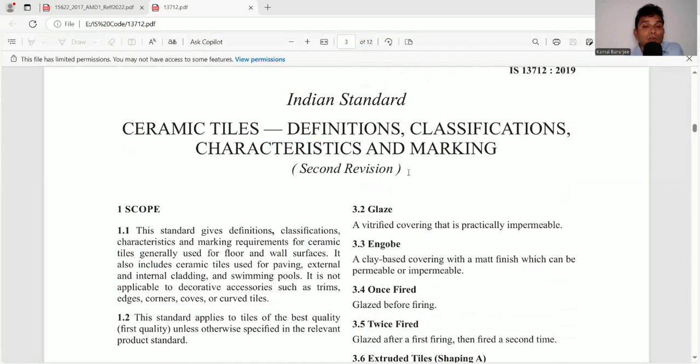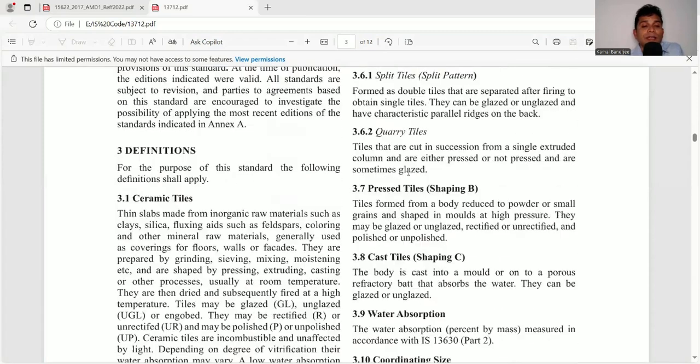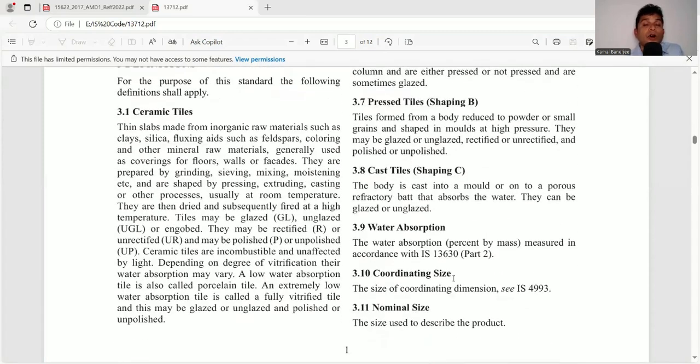So in this code, first we need to understand what definition it is mentioning. Come here, you can see it is in clause 3.1. It is talking about ceramic tiles. It says: thin slab made from inorganic raw materials such as clays, silica, fluxing aids such as feldspar, coloring, and other mineral raw materials, generally used as covering for floors, walls, and facade. So this thin slab made from inorganic material is called ceramic tiles.